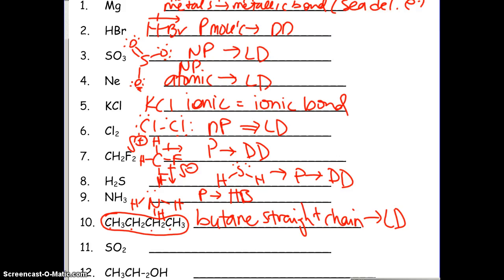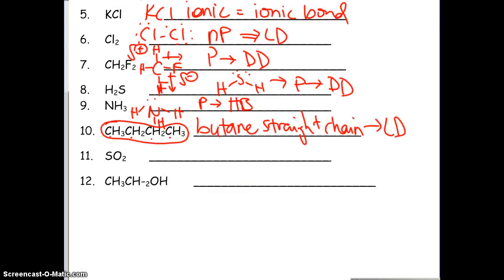Last bit here, we've got sulfur dioxide. Sulfur dioxide looks like this. So there's an octet on everyone here, and it's bent. This bent shape creates a polar structure, which experiences dipole-dipole.